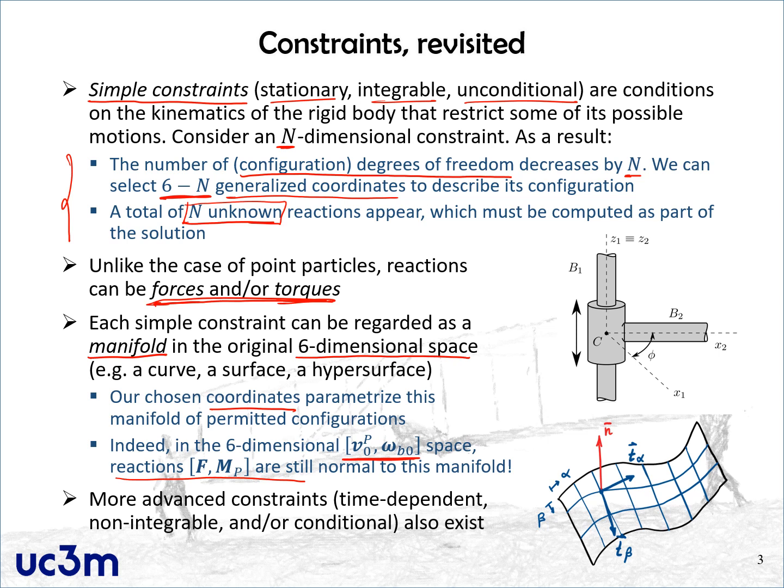Of course, in this slide, we have spoken only of simple constraints, which is a very important subclass of constraints, but other types exist, as we will see later. So there are also constraints that depend explicitly on time. There are constraints that are non-integrable, which means that we cannot express them in terms of just the coordinates of our problem. They can be expressed in terms of the derivatives of the coordinates. And there are also conditional constraints, which are, in parallelism with the point particle case, unilateral constraints that instead of an equation have a greater than or smaller than condition.